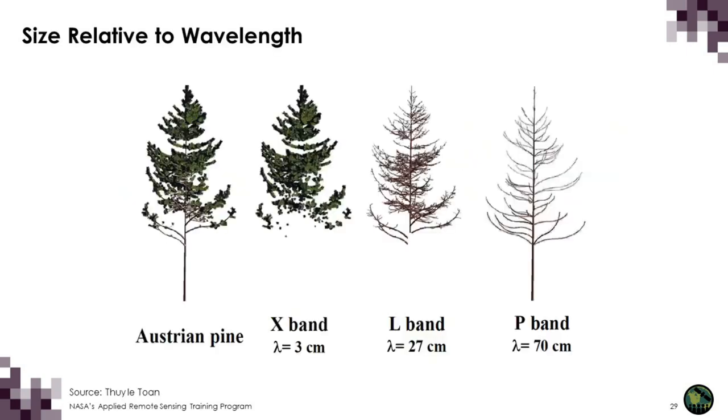And this is an example of size relative to wavelength. At X band, which is a wavelength of around 3 centimeters, we're looking at the components of the vegetation that are around that size. At L band, in this case around 27 centimeters, we're looking at components of the vegetation that are around that size. In this case, it would be more the branches and the twigs. And then at P band, which is an even longer wavelength, we're looking at the larger components of the vegetation, so the longer branches and the trunk.